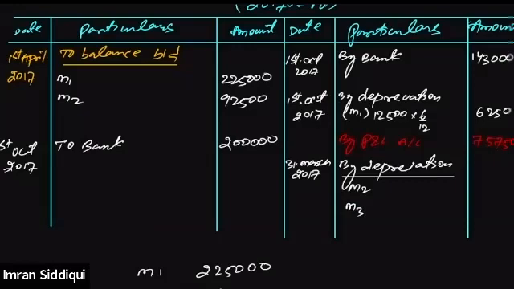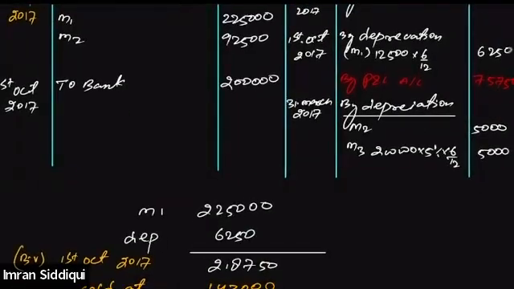We'll calculate depreciation on M2. On M2, depreciation will be 5,000 since it is the straight line method, 5,000. And on M3, since we have bought this machine on 1st of October 2017, the value of the machine is 2 lakh. We'll charge depreciation at 5% per annum for the 6-month period only. All right, so that means 5,000 only.